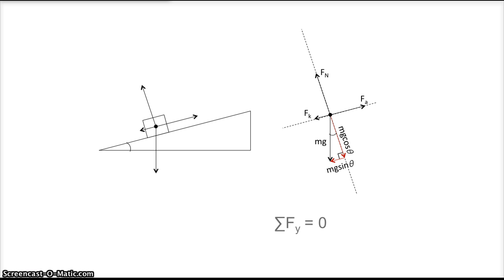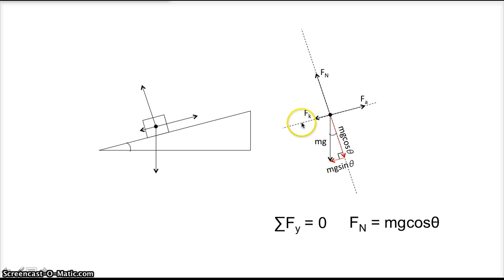Like before, the total y force is 0 because the block's not accelerating off the ramp into the air or down into the ramp. And because the total y force is 0, the ups and downs balance. Up is Fn, and the down force is mg cos theta. So they're equal.